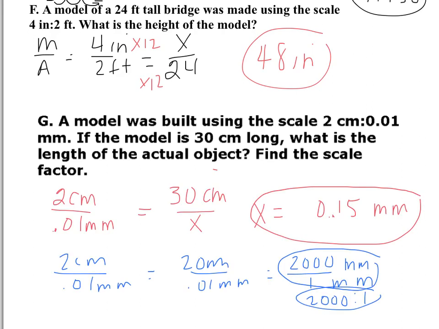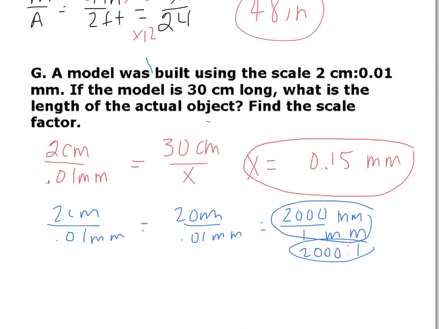All right, so here we go. So I set up my proportion. 2 centimeters over 0.01 millimeters equals 30 centimeters over x. Cross multiply and divide, I get 0.15 millimeters. But then they still want us to find the scale factor. So what I had to do was I set it up 2 centimeters over 0.01 millimeters, and we need to turn everything into millimeters. So if you need to do it again, King Hector died by drinking chocolate milk.